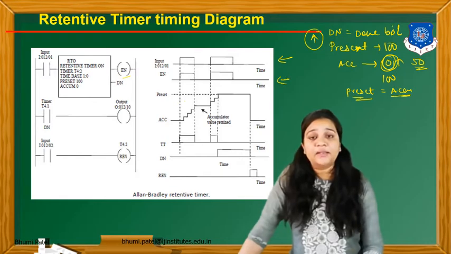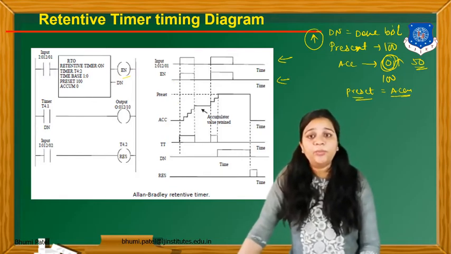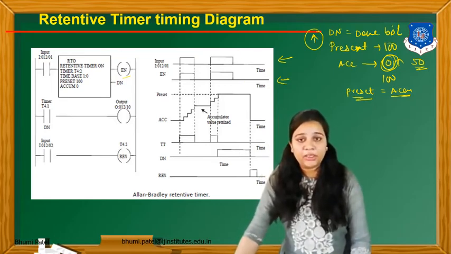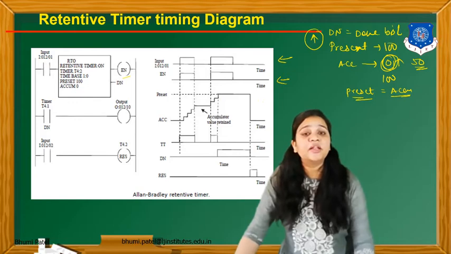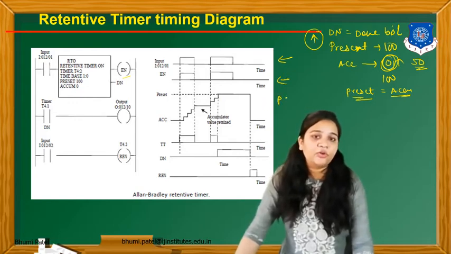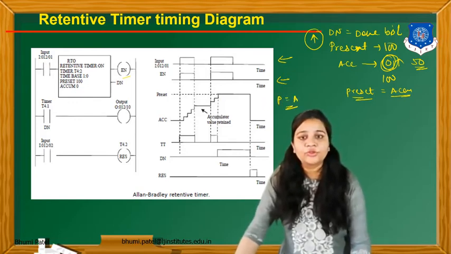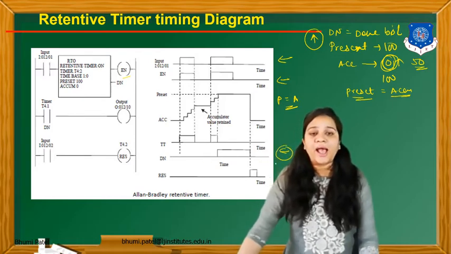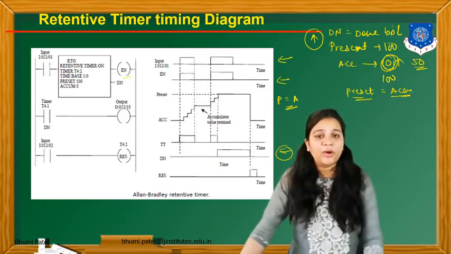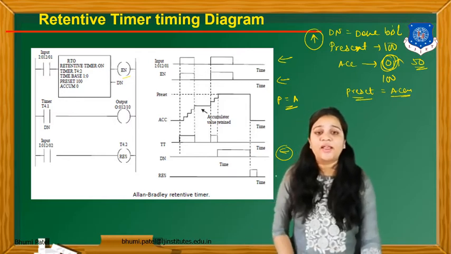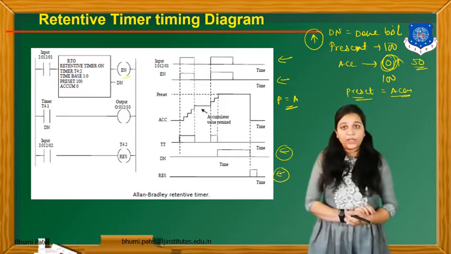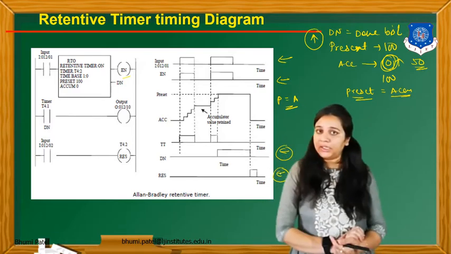So here you can see that after the dotted line, both the input and enable will be high, and the timer will start timing. After some time, the accumulator value will reach the preset value. At that time, you can see that the done bit will show a high pulse, so we know that our timer was on for this particular preset value, and then it will be reset for the second program. Okay, so this is the timing diagram of the retentive timer.